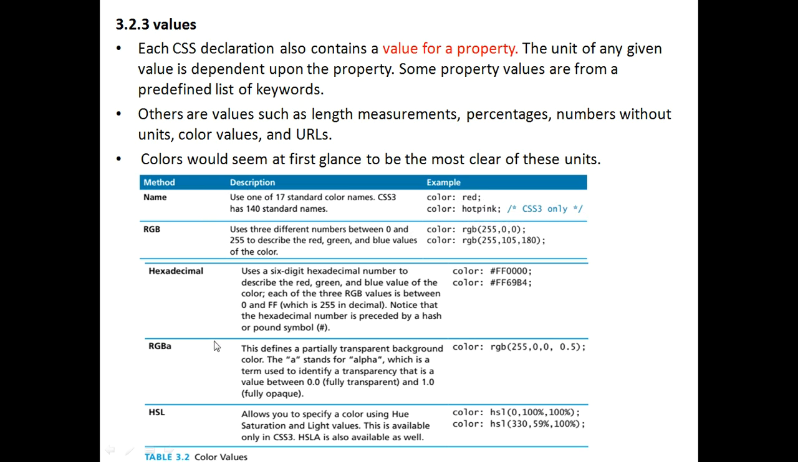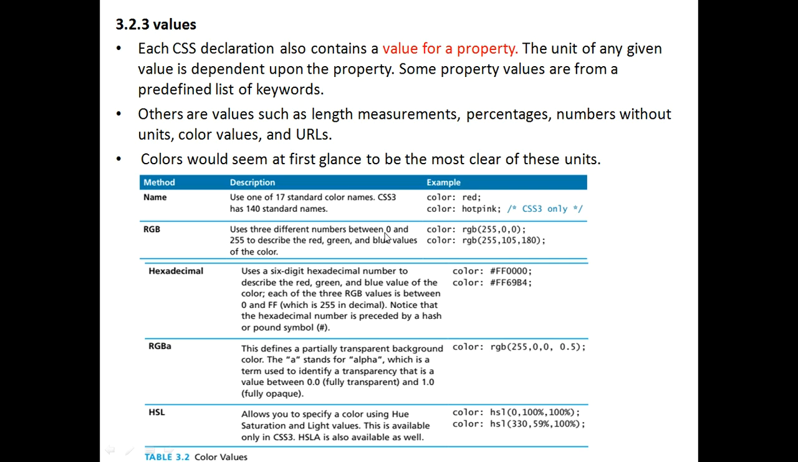So now, different ways of representing colors, right? How can we give the values for the color property in different ways? First, you are giving the name for the color, like red or hot pink. Second one, RGB. What do you mean by RGB? You give a red, green, blue combination.